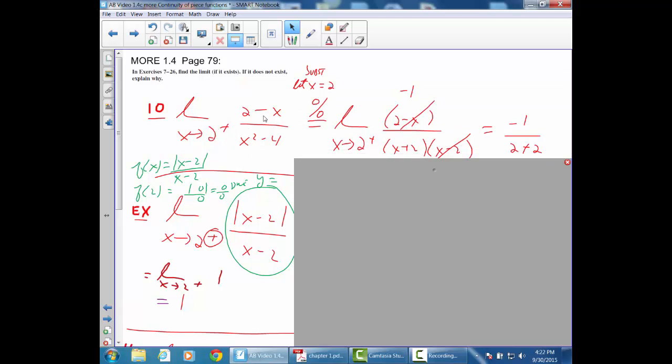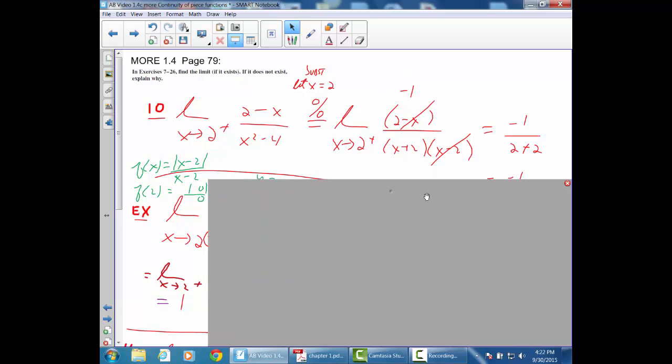So you just plug in 2, you end up with 0 over 0, and then the traditional factor and cancel. Of course the 2 minus x and the x minus 2 will cancel, but you'll be left with a negative 1, and therefore your answer is negative 1/4.